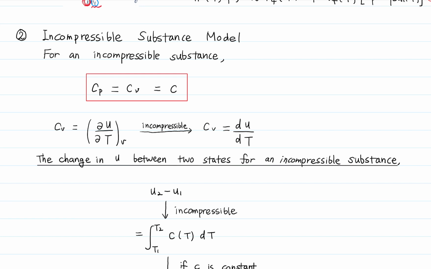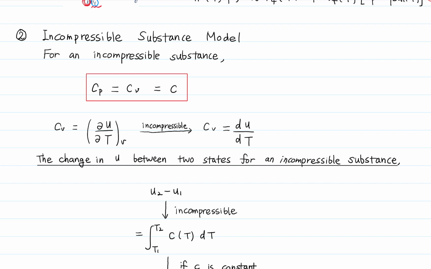Second method is the incompressible substance model, and we are not going to use the property tables. We just learned that the specific heat at constant pressure is typically greater than the specific heat at constant volume, because additional energy is required to do work against the pressure. For an incompressible substance, the constant pressure specific heat is identical to the constant volume specific heat. So we use the specific heat C without the subscript.